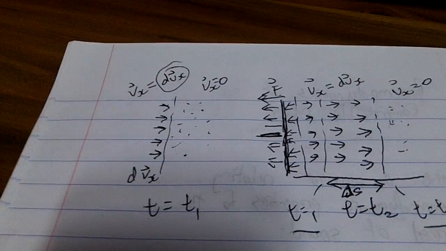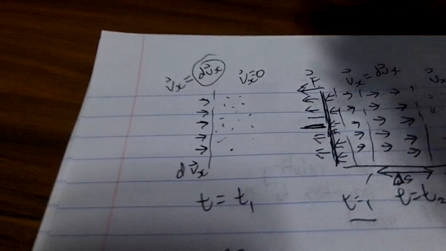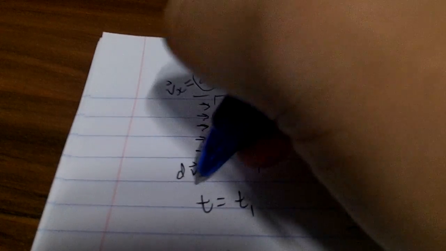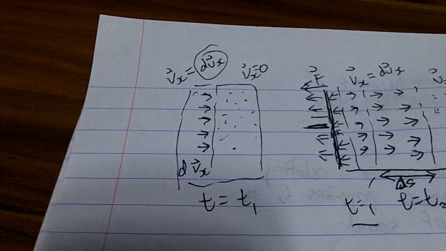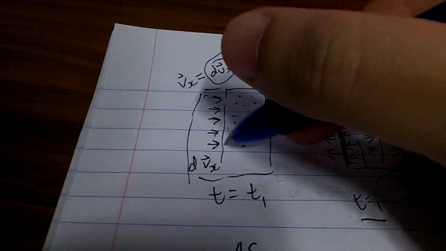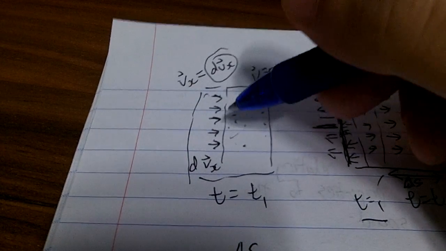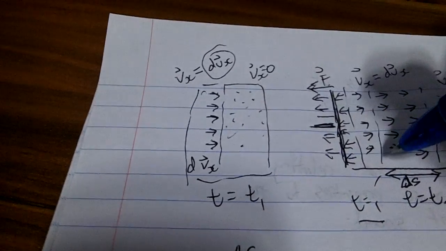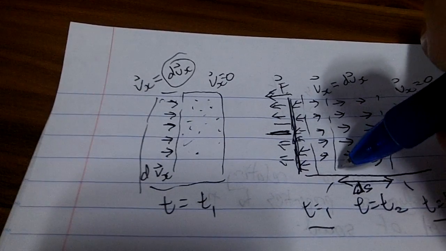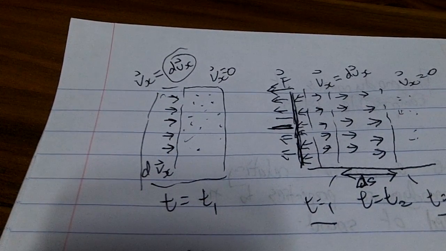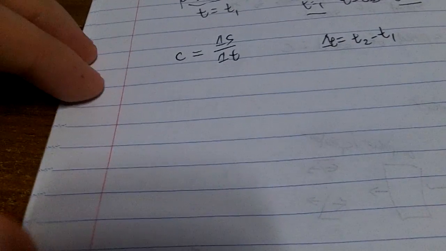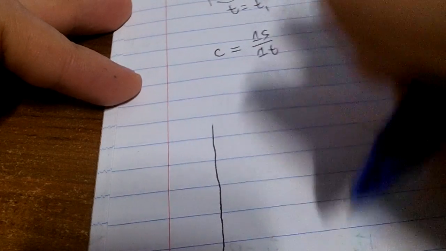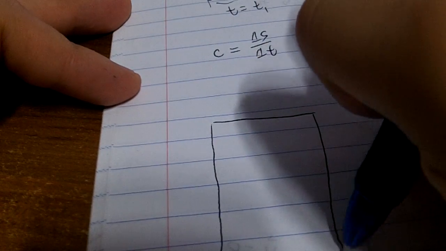But for now, we just want to look at the boundary here, because all you need to determine the speed of sound is to consider how fast this boundary moves from here to here. Now, how do we want to do that? Let's consider this control volume again.